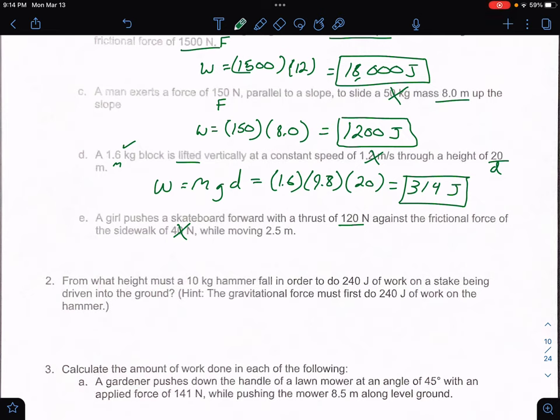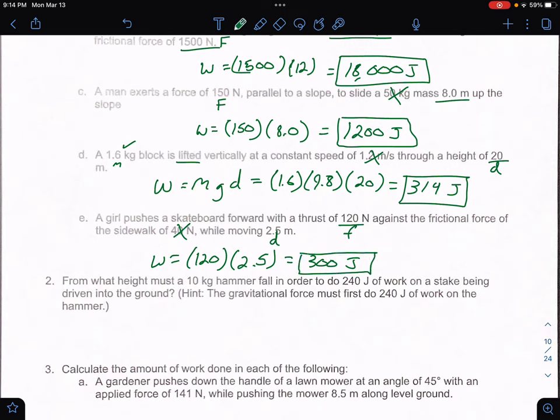And while moving 2.5 meters, so there's her distance. So we have our force and our distance. Work equals force, which is 120, times distance, which is 2.5. So 120 times 2.5 is 300 joules.